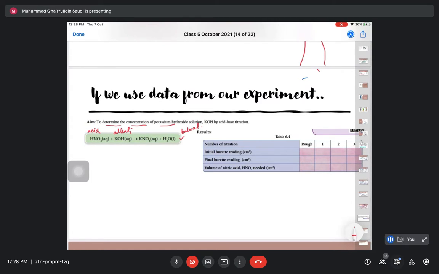From the information for our experiment last class, we know that the concentration of acid is 1.0 mole per dm cube, and the volume of acid is what we found when we did the experiment. The molarity of base is the one that we don't know, that we want to calculate. The volume of B is 25 cm cube. This is all from the experiment last class. Do you still remember? Is anyone wondering where the teacher got this from? Does anyone want to ask?